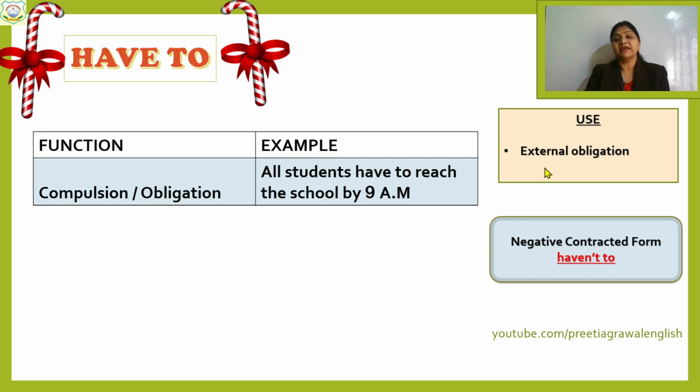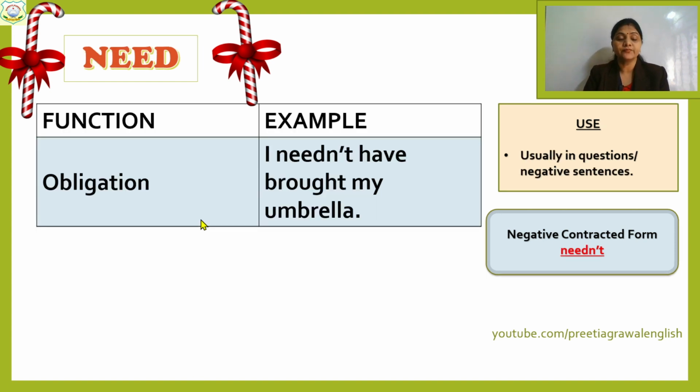So the use is external obligation. External obligation means externally, outwardly, we are forced to do the things whenever have to is written there. Clear? The negative contracted form is haven't to, means have not to. Have not to is the full form and the short form is haven't to. Clear? And have to is used for compulsion and also for obligation.